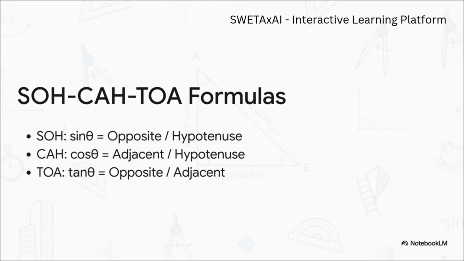SOH stands for sine of theta equals opposite over hypotenuse. CAH means cosine of theta equals adjacent over hypotenuse. And TOA means tangent of theta equals opposite over adjacent. If you just memorize these three little formulas, you've essentially memorized the entire core rubric of right-angled trigonometry.